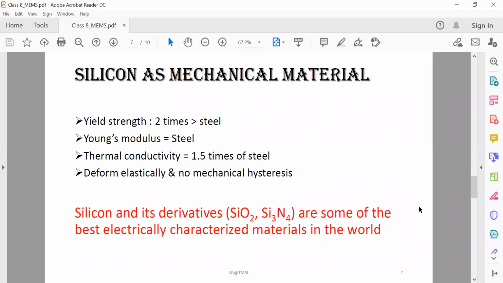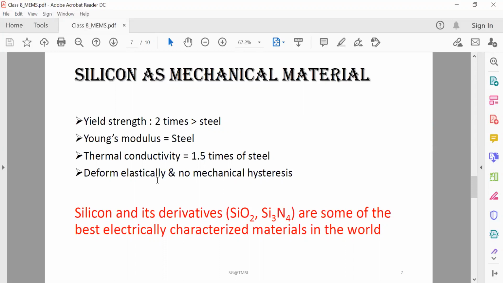So now other properties are yield strength, which is 2 times greater than the steel. Young's modulus is almost equal to the steel. Thermal conductivity is 1.5 times that of steel, and it deforms elastically. And remember, not plastically, elastically. Okay, there are two terms related to this deformation, one is elasticity and the other is plasticity. So it is not plastic, it is elastically deformed, and it has no hysteresis.